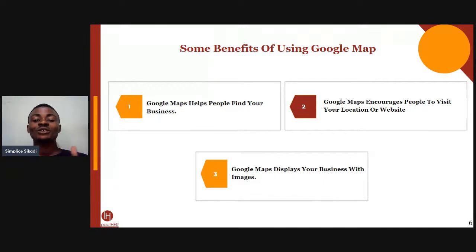And so the person is going to see images of your business, pictures of your building, if at all you have a building, pictures of your products, pictures of your team, and many other information. So it's going to help as a visual reference for your business. And that's why you have to make sure that you optimize your Google My Business profile, as we're going to show you how you can optimize it.